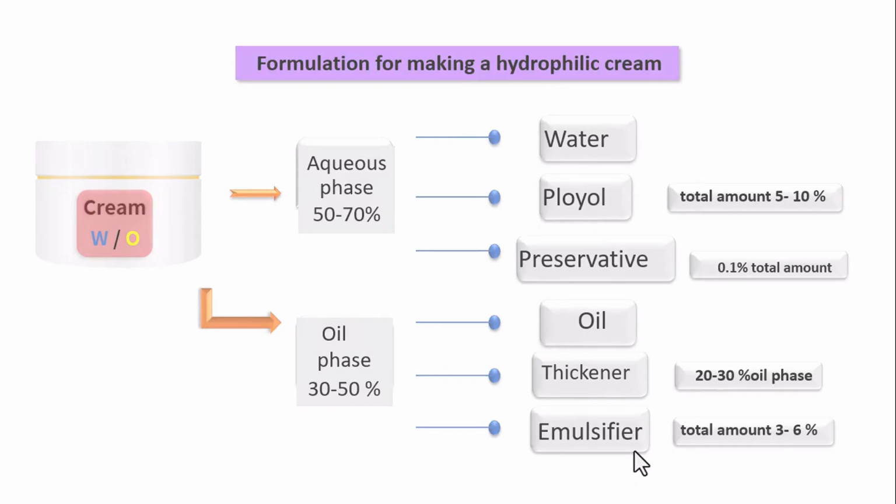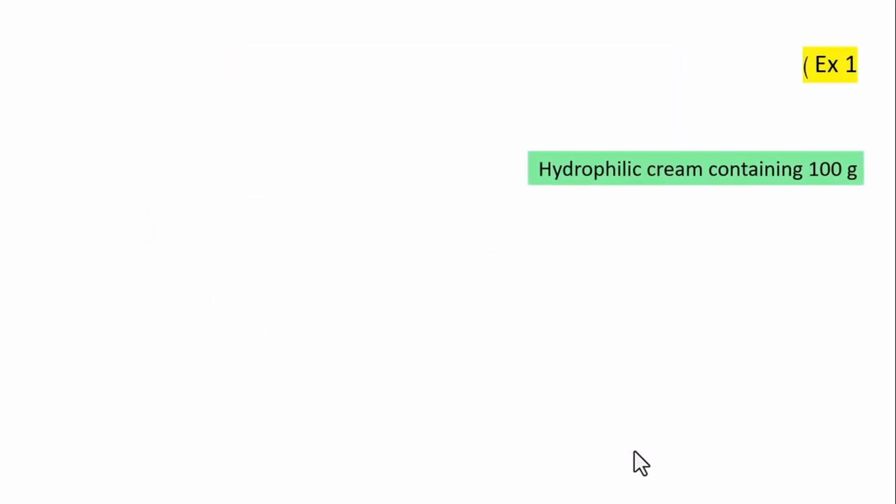Now, let's move on to the first example. We want to make a 100-gram hydrophilic cream. The main ingredient in this cream is promethazine hydrochloride. 2 grams of promethazine and 100 grams of cream.